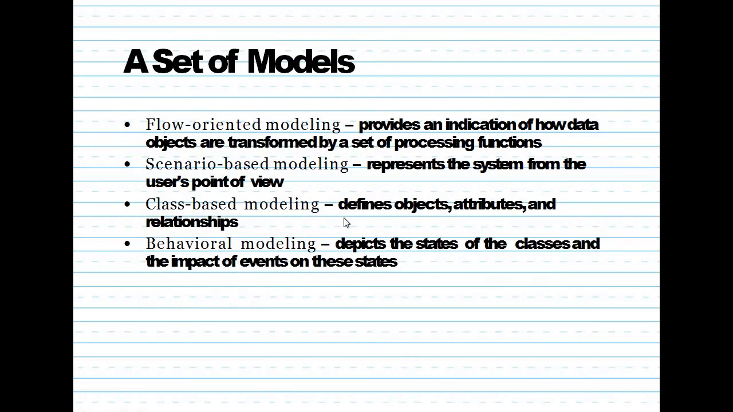Now, what is the set of models? First, the flow orientation model, which indicates how data objects are transferred by a set of processing functions. Second, scenario based modeling represents the system from the user's point of view. Next is class based modeling, which defines objects, attributes and their relationships. Behavior modeling shows the states of the classes and the impact of events on these states.